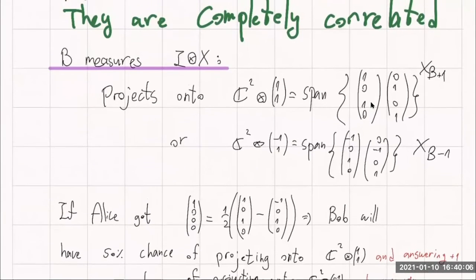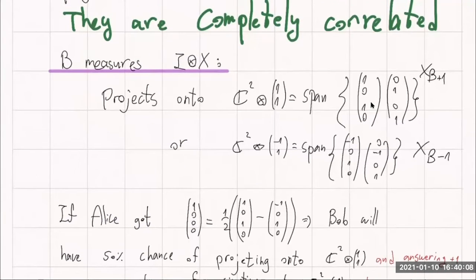Now, notice that if Alice got as a result 1, 0, 0, 0, it's exactly equal to 1/2 times 1, 0, 1, 0 minus 1/2 minus 1, 0, 1, 0. Write it down instead of having us remember. It's on the board. I will highlight what I'm okay, yeah.